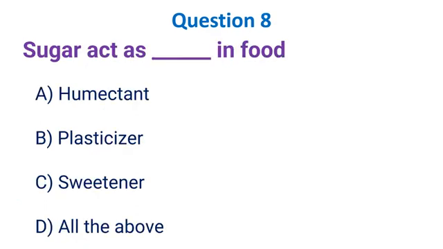Question number 8. Sugar acts as dash in food. Options are option A humectant, option B plasticizer, option C sweetener, option D all of the above. And the correct answer is option C sweetener.